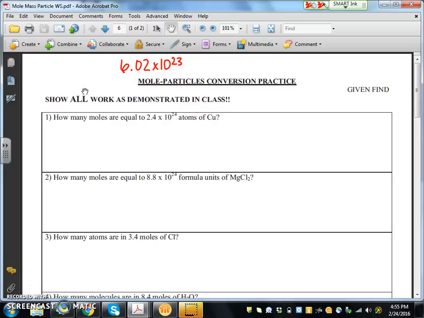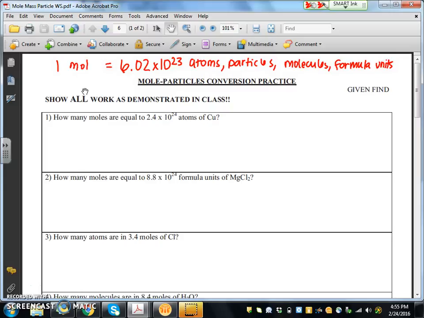And the units are atoms, particles, molecules, or formula units. Now, all four of these units can be used at any time. Avogadro's number refers to 6.02 times 10 to the 23 of anything in 1 mole.